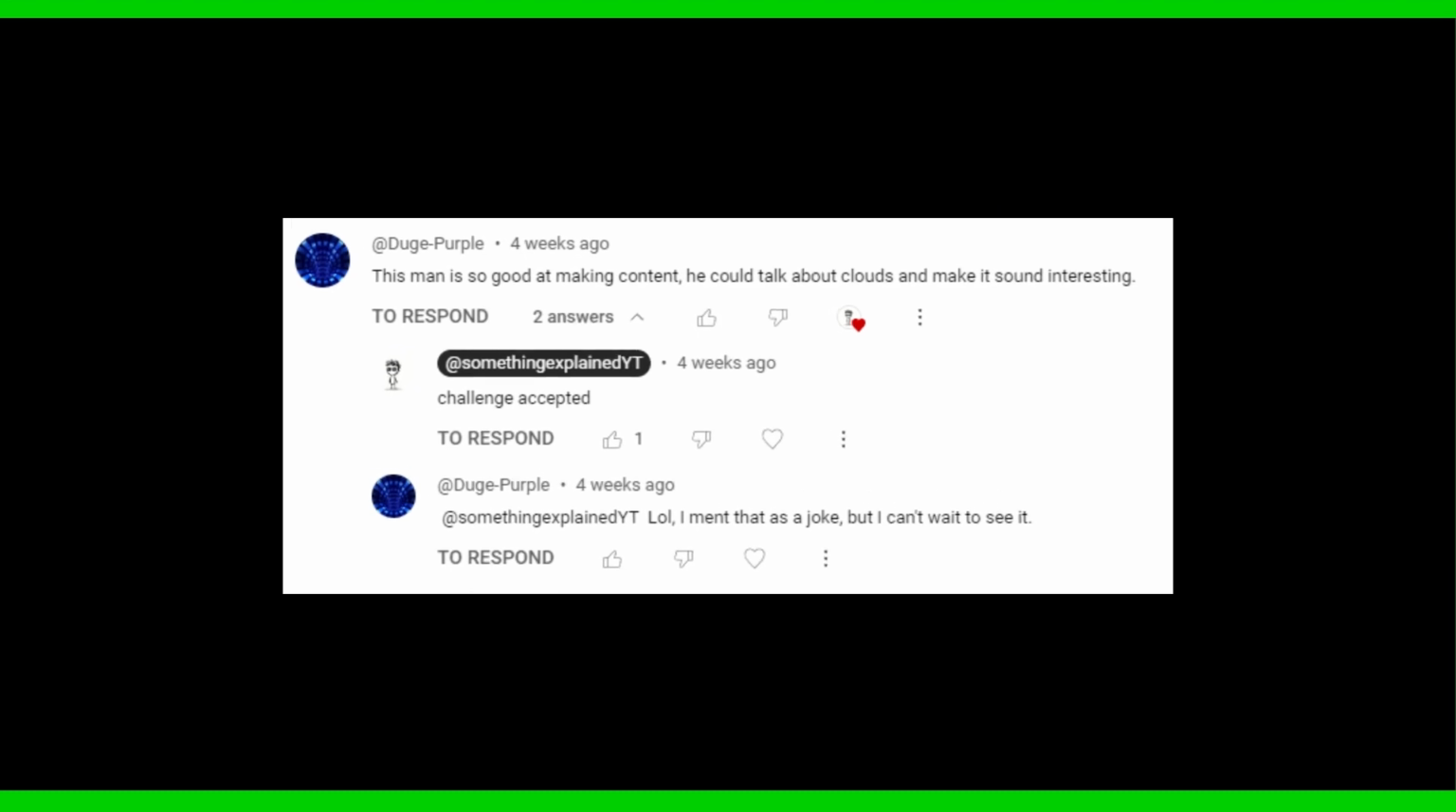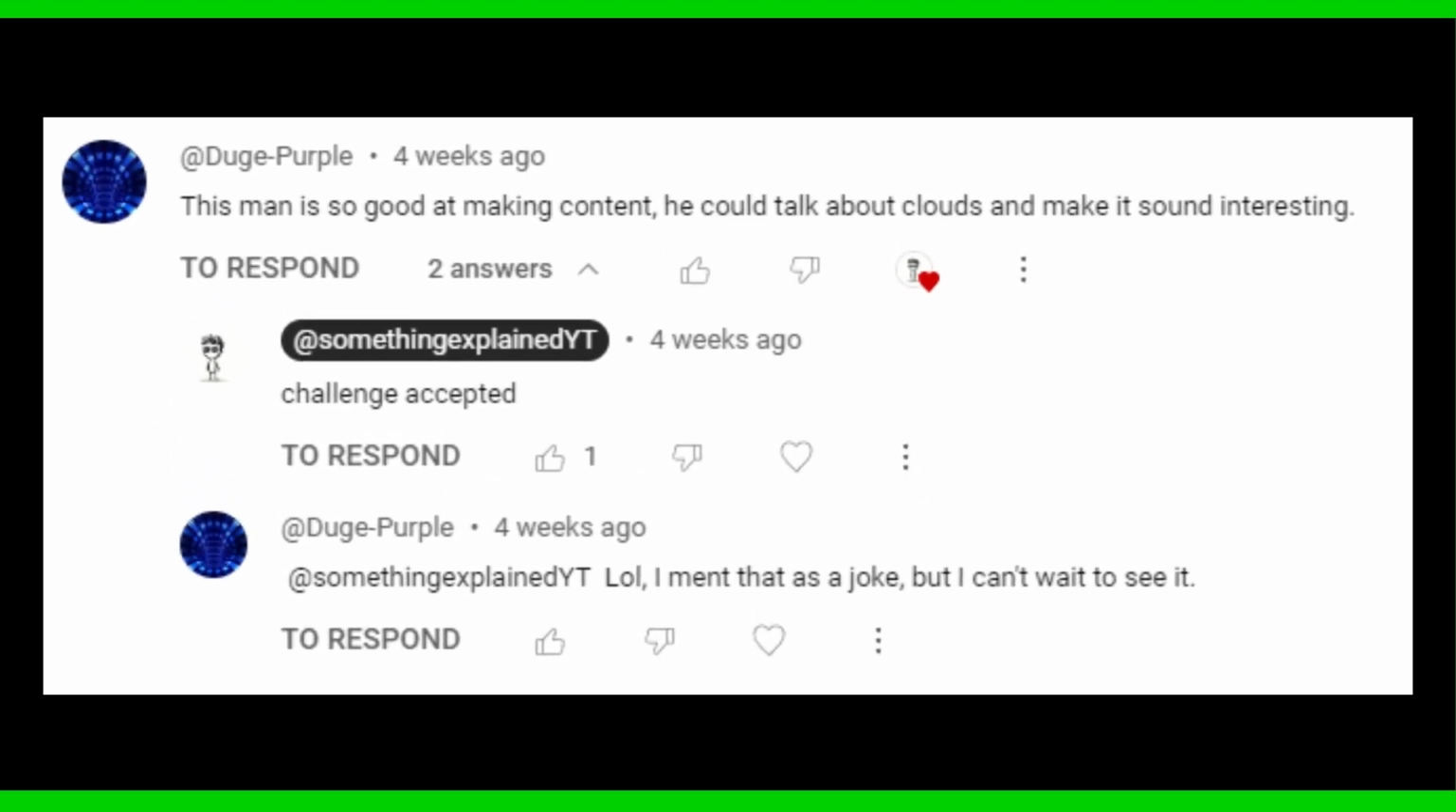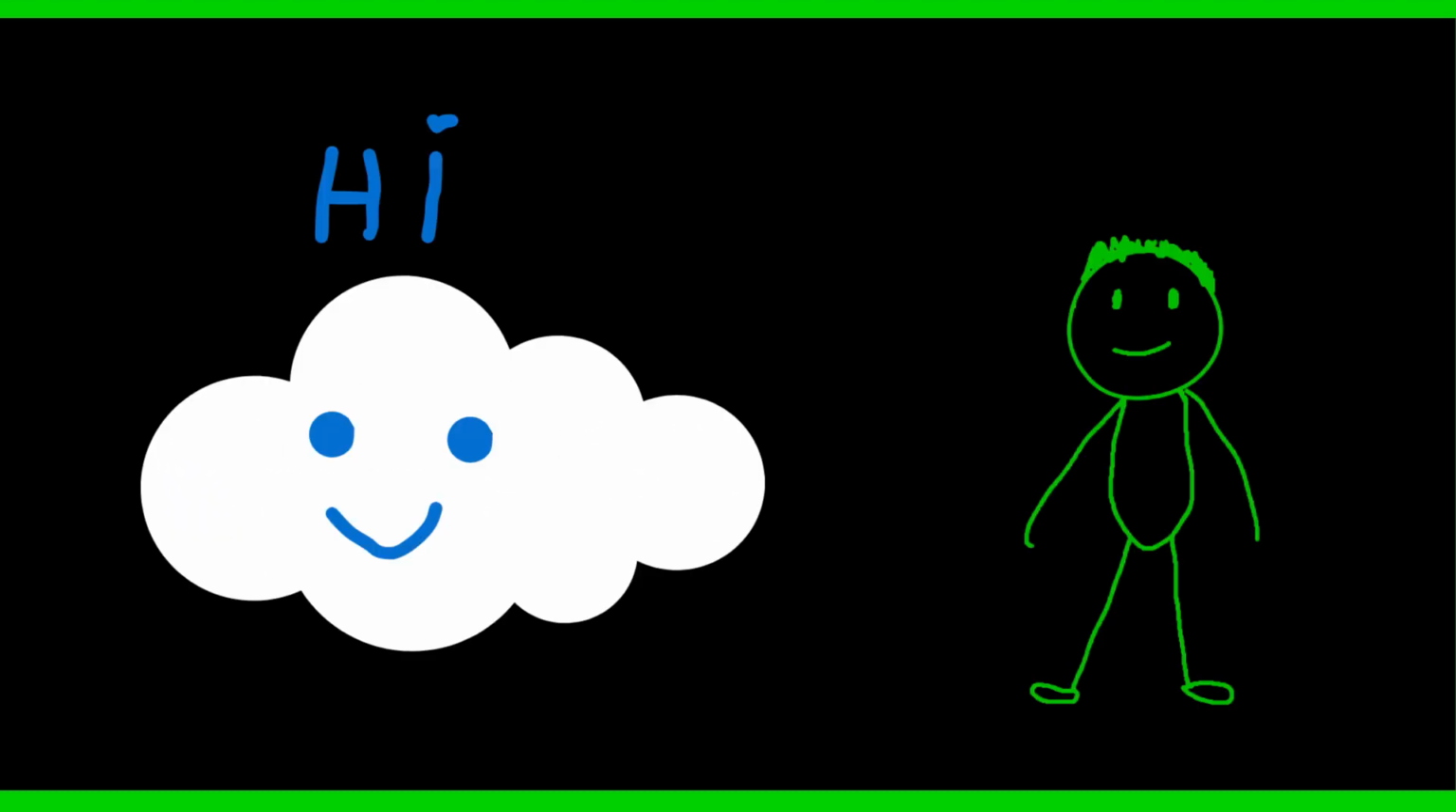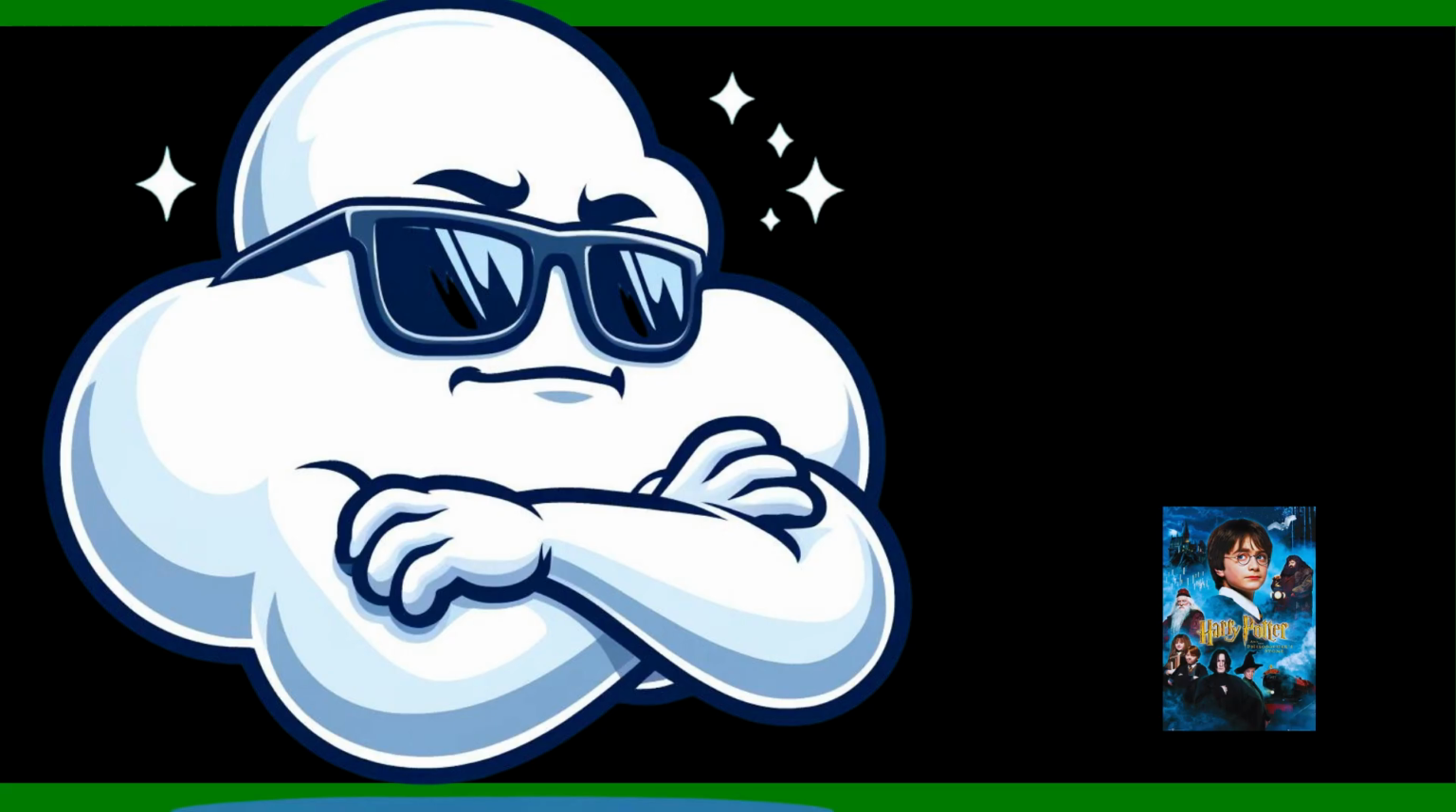Today, responding to a compliment but taking it as a challenge myself, we're going to talk about clouds. That's right, those fluffy cotton candy formations in the sky that turn our day into an open-air art gallery. Who would have thought that something so mundane could be more interesting than a Harry Potter movie?